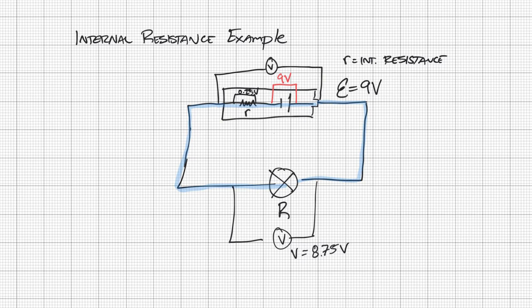So what we can understand is really this resistor is just a resistor that's in series with this light bulb. And so as I go around my loop, I'm going to gain 9 volts from my cell. I'm going to lose 8.75, and then I also need to lose 0.25 volts here.